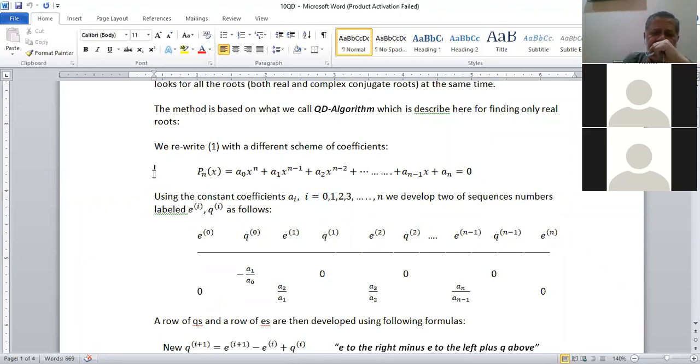The algorithm starts with the setup of a table of this kind, where we have column heads that we call E0, E1, E2, En. And between every two columns of E, there is a column of Q that we call Q0, Q1, Q2 up to Qn minus 1.